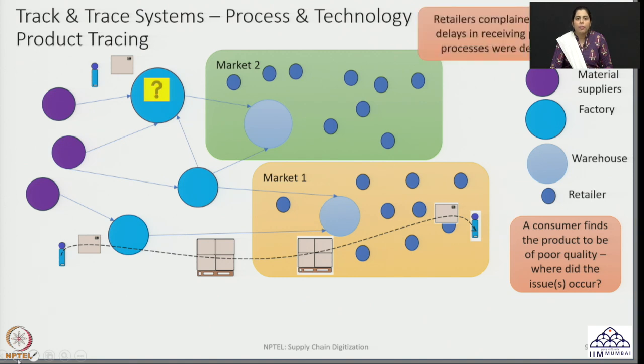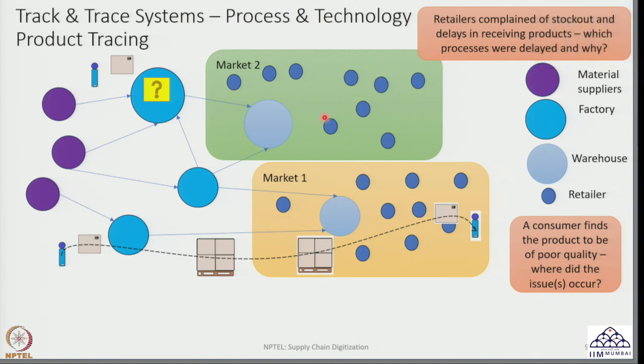In a similar way, we might have a concern in another market, which is market 2, that the retailers are complaining of frequent stockouts and delays, and that means some processes were getting delayed. So what can we do? We can take sample data with respect to a specific product sold by the retailer, figure out where it has actually arrived from and where it has actually been sent to along the way. So from this retail point, we can figure out that the item was dispatched from this particular warehouse on the pallet, and then it has been in transit from this factory to this warehouse. And further, we can figure out what kind of batch and what kind of processing was being carried out.